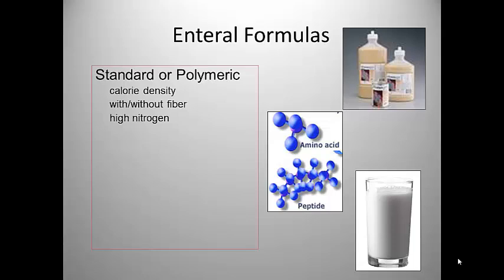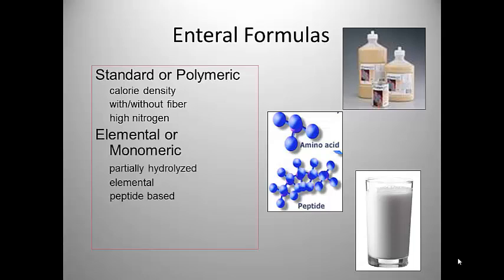The second category of formulas are elemental, also known as monomeric. These are partially hydrolyzed, meaning they've been broken down a bit. Rather than intact proteins, carbohydrates, and fats, they're broken down into, say, di or tripeptides, small sugars, and small fatty acids. They're basically pre-digested and hydrolyzed into their intermediate components.